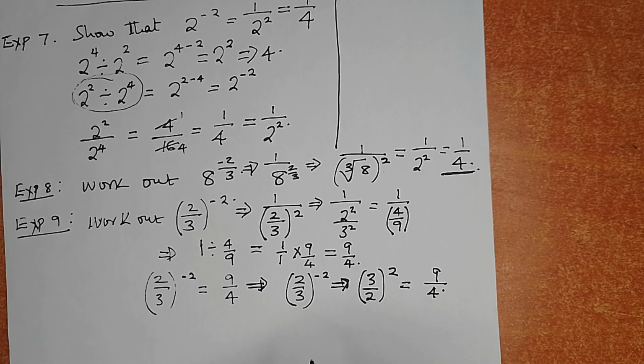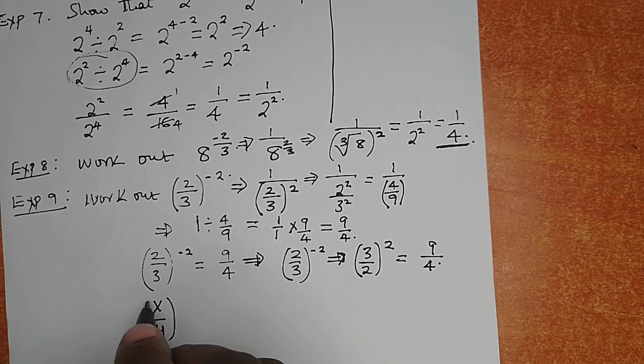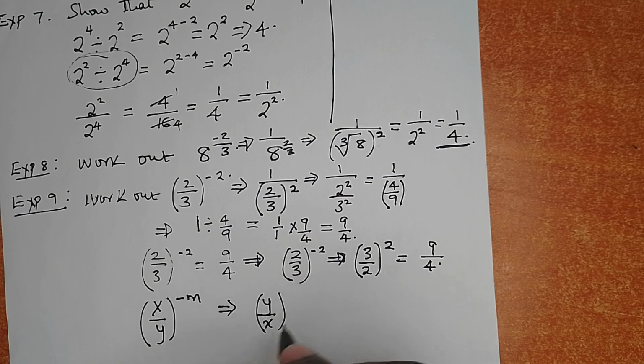So in general, if we have x over y raised to power minus m, it's the same as y over x raised to power positive m. And that is the law.